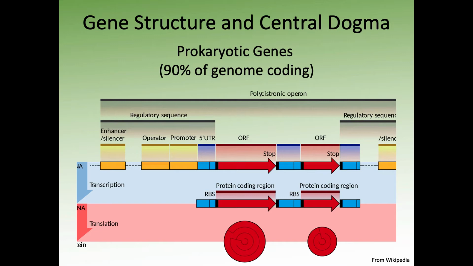And there are other entities in this genome, things like operators and promoters and enhancers and silencers that are involved with turning on or regulating which genes should be active and in what context. But it's a fairly straightforward process in prokaryotes.